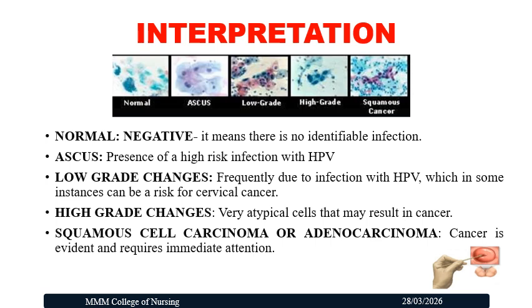ASCUS is nothing but presence of high risk infection with HPV. Low grade changes are frequently due to infection with HPV, which in some instances can be a risk for development of cervical cancer. High grade changes mean very atypical cells that may result in cancer. Squamous cell carcinoma or adenocarcinoma, which is nothing but cancer, is very evident and requires immediate attention. So this is the interpretation of a Pap smear test.